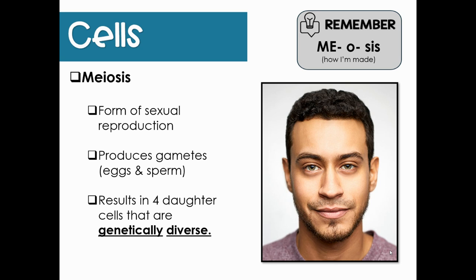So if you'll think about meiosis, some people say meiosis, which would make more sense here, because I want you to remember meiosis. This is how I am made. This is a form of sexual reproduction. So this is how our eggs and sperm are made, our gametes are made. And the end result of meiosis is going to be 4 daughter cells. So with mitosis, there were 2 daughter cells made. Meiosis, we have 4 daughter cells that are made. And it's very important for you to remember that these daughter cells are going to be genetically diverse. They are different from the parent cell.